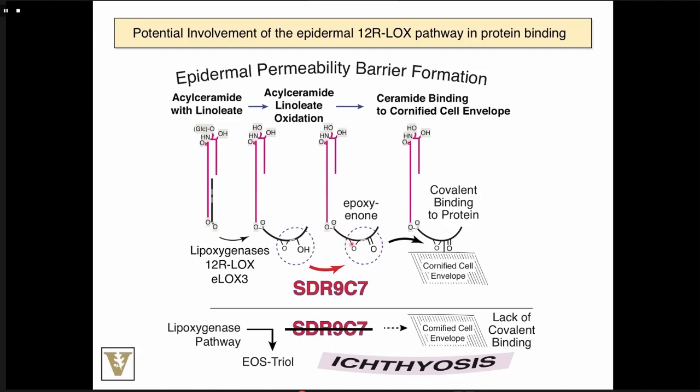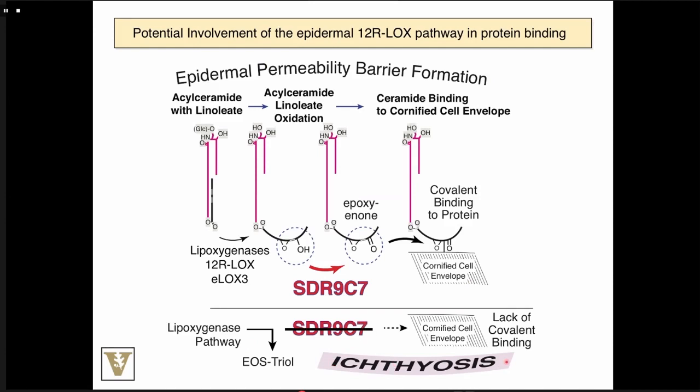SDR9C7 converts the alcohol to the ketone, giving us this unsaturated epoxide ketone. And this is known to be a reactive structure, which even non-enzymatically can react with protein to form covalent bonds. So one of the possibilities here is that this formation of this epoxy ketone is critical because it allows covalent reaction with this polymerized protein, the cell envelope as it's called, the CE. And this is a working hypothesis, if you like, at the moment.